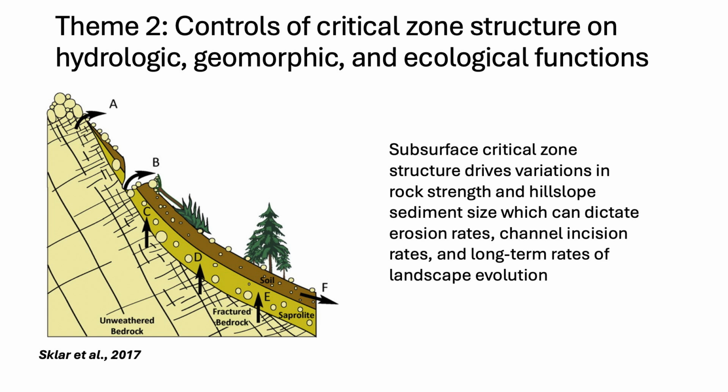The second theme is understanding how critical zone structure influences hydrologic, geomorphic, and ecological functions. For this first example, I wanted to talk about the geomorphology and how this weathering zone really impacts surface processes. Variations in subsurface critical zone structure drive variations in rock strength and hill slope sediment size, which can in turn dictate erosion rates, channel incision rates, and ultimately long-term rates of landscape evolution. This is a nice schematic showing how variations in fracture density and weathering can dictate the grain size of hill slope sediment, which has important geomorphic implications.